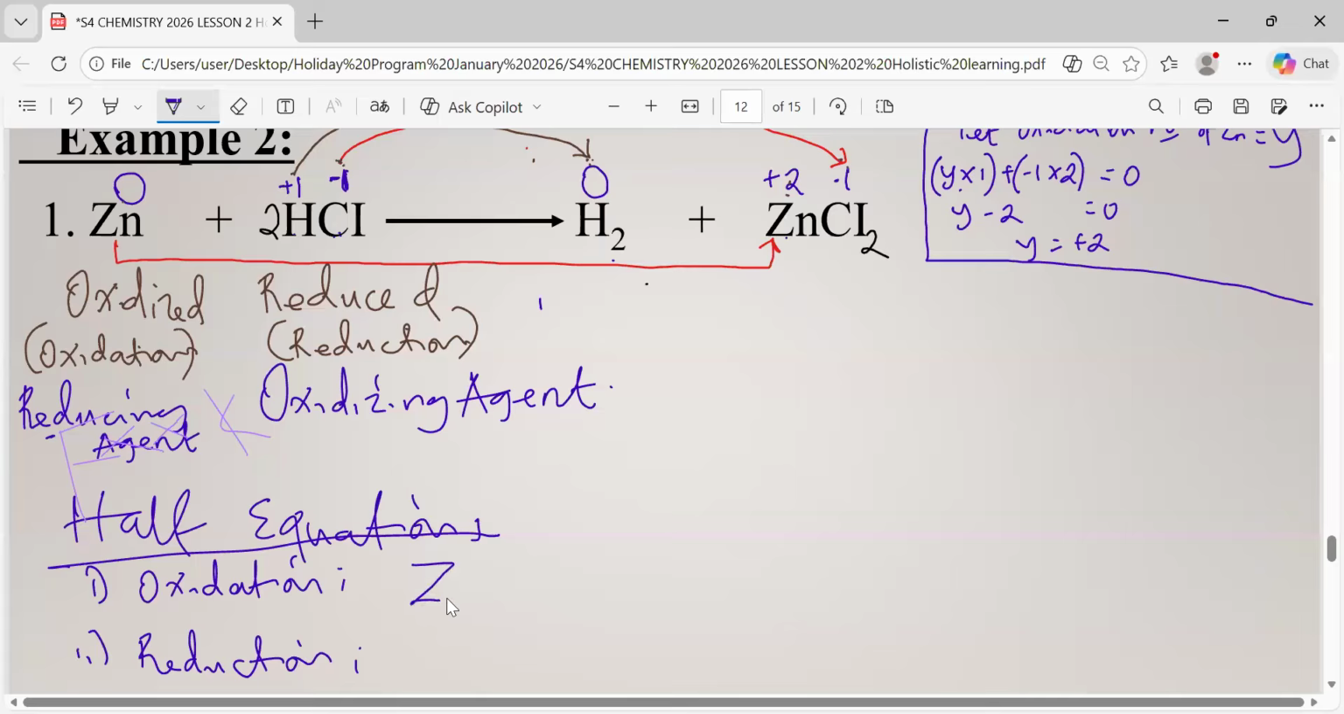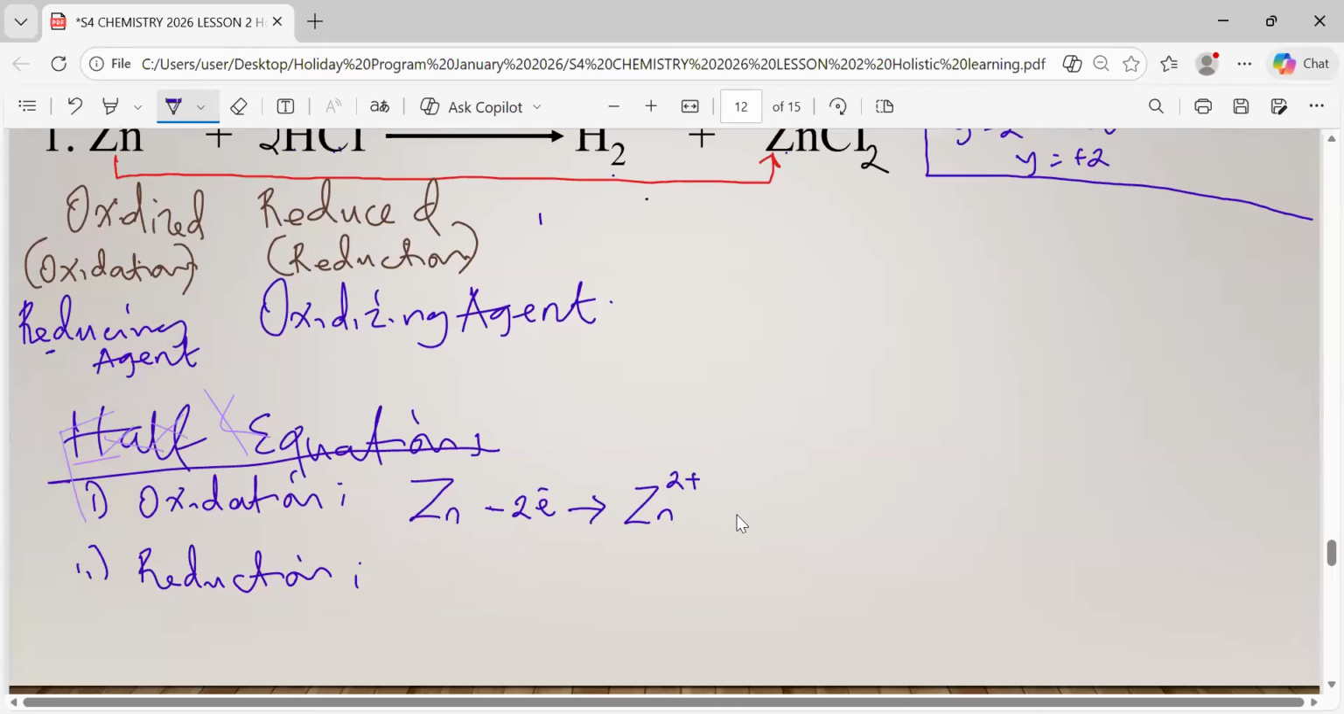Zinc, and it is giving us what? How many electrons is it losing? Two. Losing two negative electrons to give zinc ion. Yes, zinc gives zinc ion plus 2 electrons. We can bring these electrons to the other side.